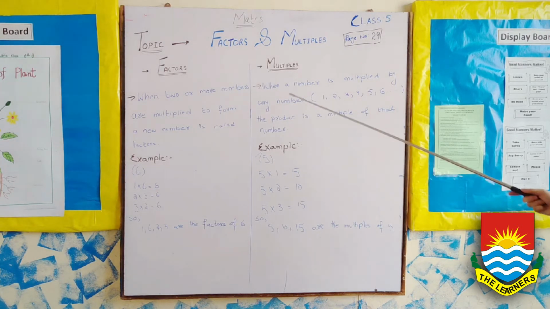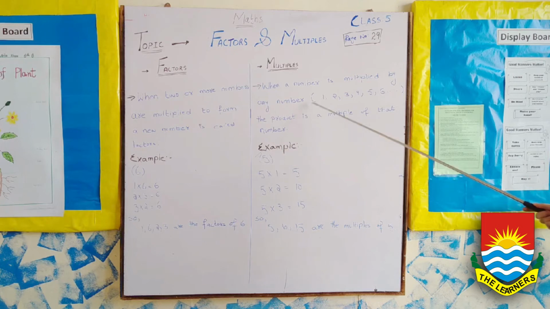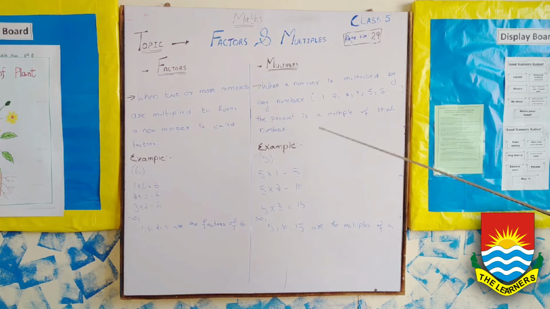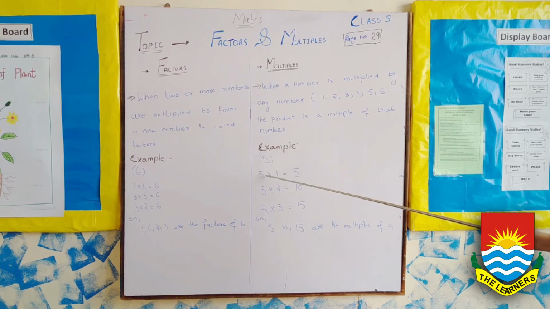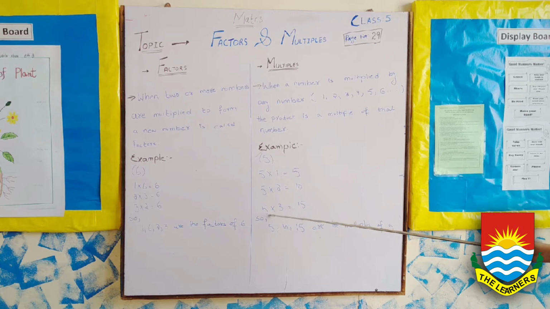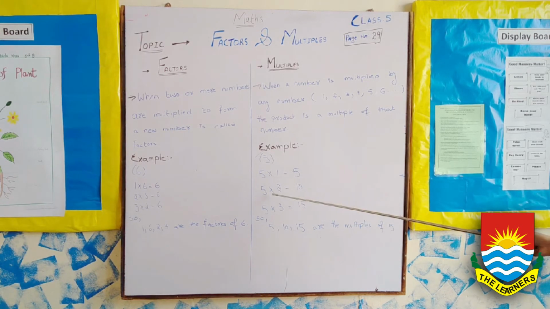Now, what are the multiples? When a number is multiplied by any number, for example 1, 2, 3, 4, 5, 6, the product is a multiple of that number. For example 5. We multiply 5 with 1, 5 with 2, 5 with 3. So 5 1s are 5, 5 2s are 10 and 5 3s are 15.